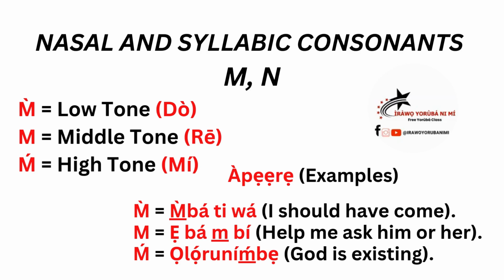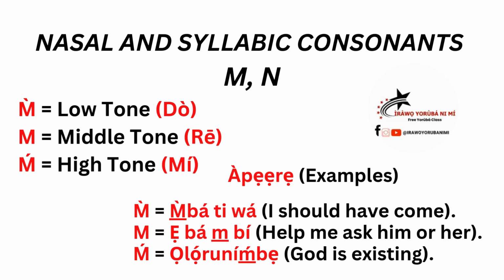Looking at the third mi, that is the high tone. It moves from the bottom left-hand side to the top right-hand side. This is pronounced as mi, mi. So the mi is pronounced as mi in high tone.